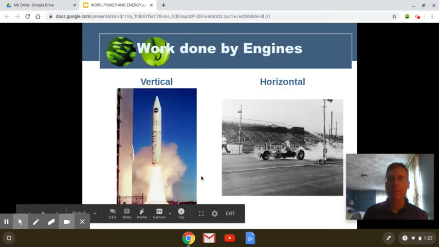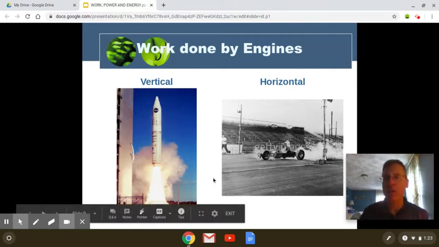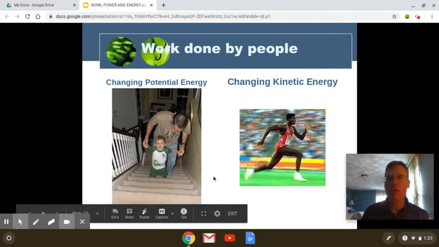So there you have that. Okay, here's just some pictures. All right, here's work being done by a rocket engine. So since it's accelerating the rocket, it's giving it kinetic energy, and it's also giving it potential energy. So I would use the last version, the one with the two types of energy in it, in order to solve that problem.